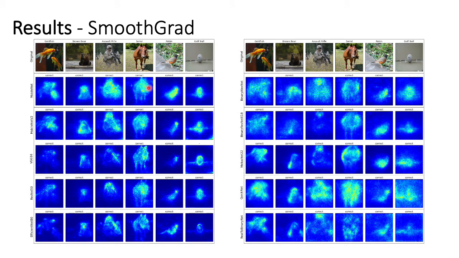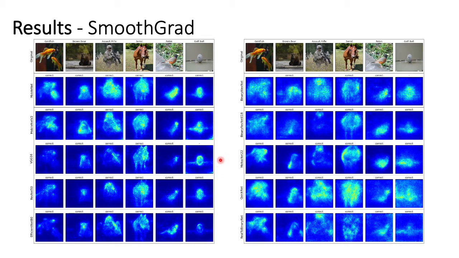So here are our results for smoothgrad, which is a bit more surprising. Smoothgrad is similar to the basic gradient technique, but applies random Gaussian noise and takes an average across several samples to get a more smoothed map.